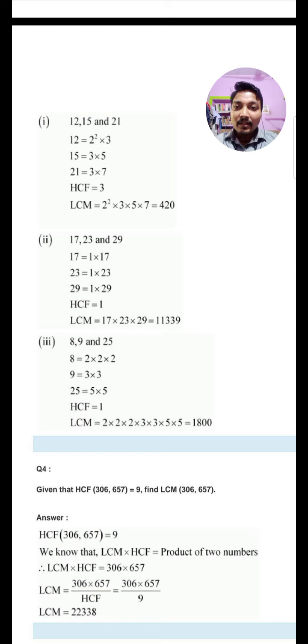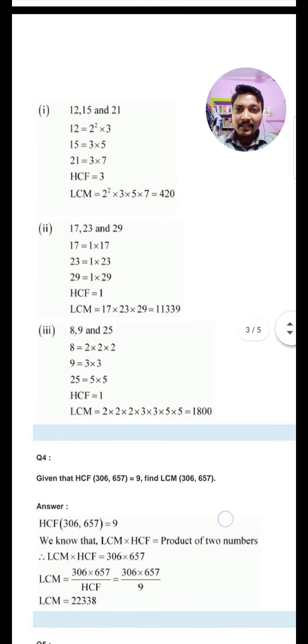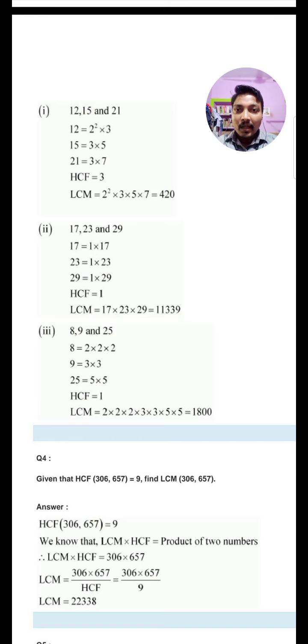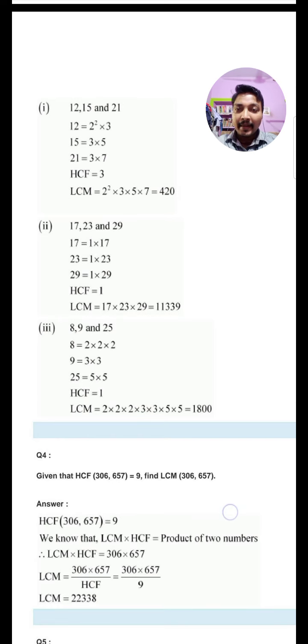For the HCF you always have to take the product of the least power of the common prime factors. Least power of the common prime factors. See, 2 is not common for 12, 15 and 21. But 3 is common to all the prime factorizations. The power of 3 in the first case is 1, in 15 it is 1, and in 21 it is also 1. So the least one is 3 itself. Other than 3, no other prime factors are common. So the HCF is 3.